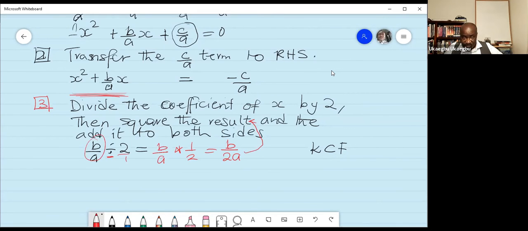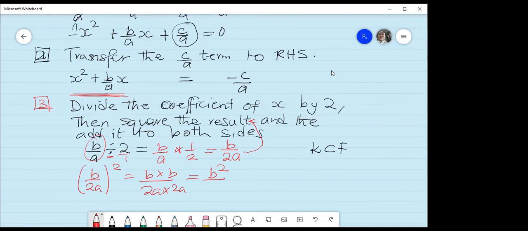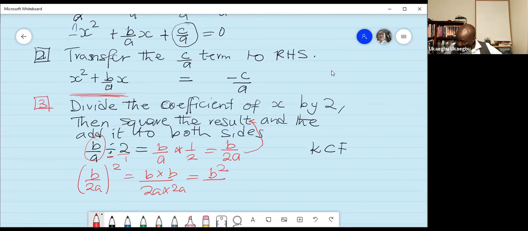So it says square the result. So we are going to have b over 2a whole squared. All right. So now let's expand it. Which is b times b divided by 2a times 2a. So b times b is what? b squared. And then 2 times 2 is 4. a times a is a squared. So 4a squared. Okay, we have squared it.